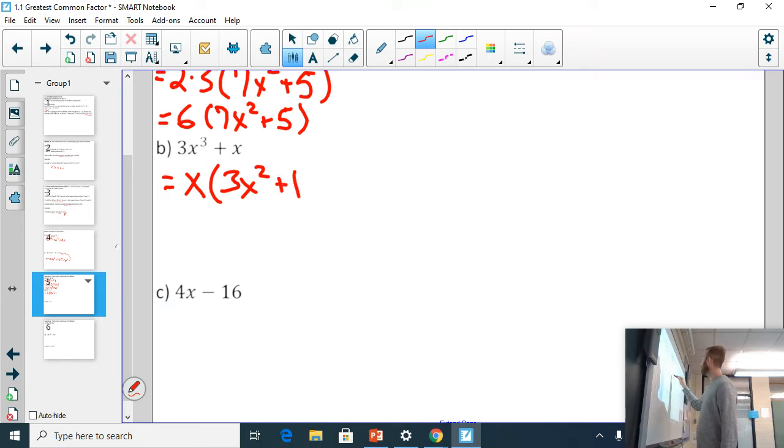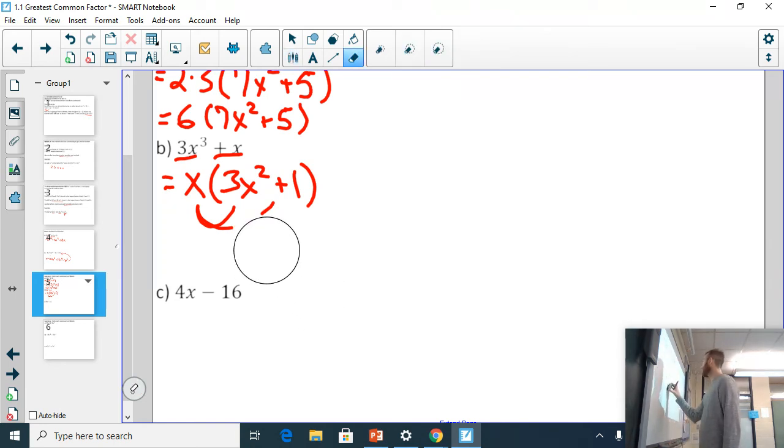And this is a weird one, and this one's important. But we need a plus 1 there, right? Because if we were to multiply this back out, we would need x times 3x squared, which is 3x cubed, and then x times positive 1, which gets us that plus x. So we need that plus 1 there for it to be correct. And that'll be our answer.